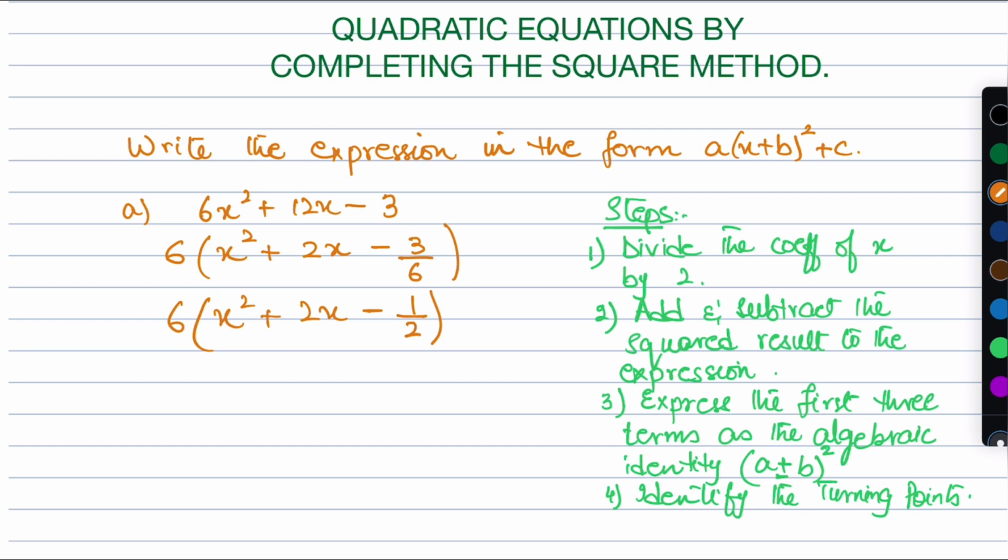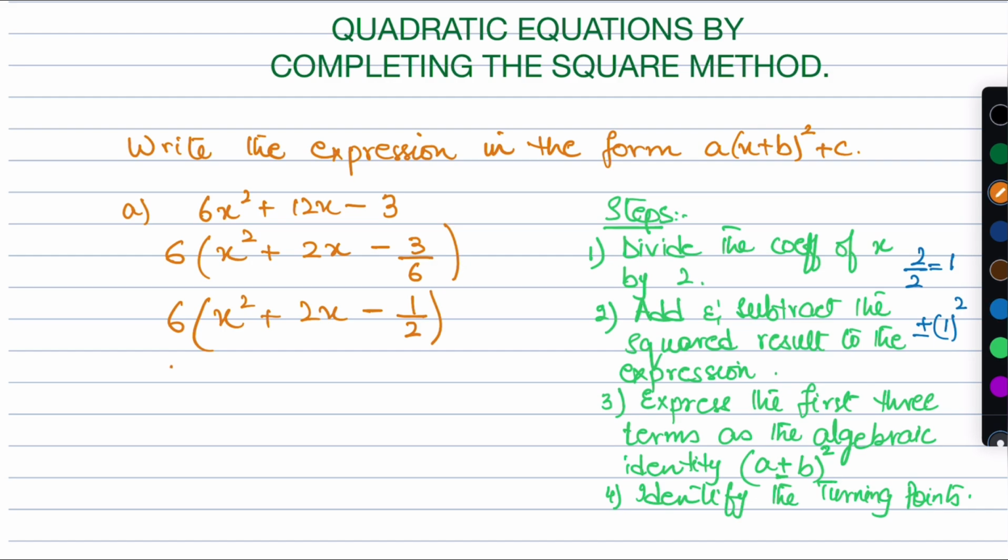Now to start with the process, I have written some steps here. The first step is to divide the coefficient of x by 2. In this expression, the coefficient of x is 2. If I divide 2 by 2, my answer is 1. The second step is to add and subtract the squared result to the expression. I should be adding and subtracting 1 the whole square.